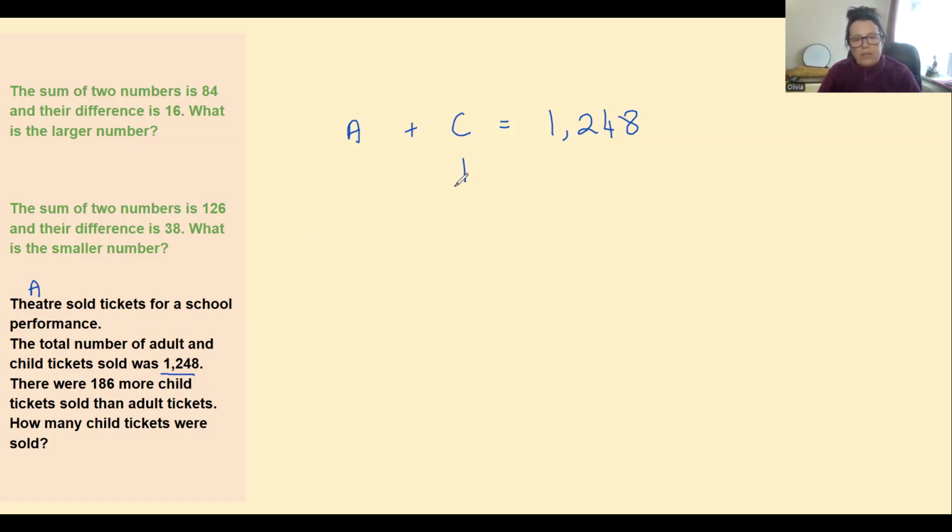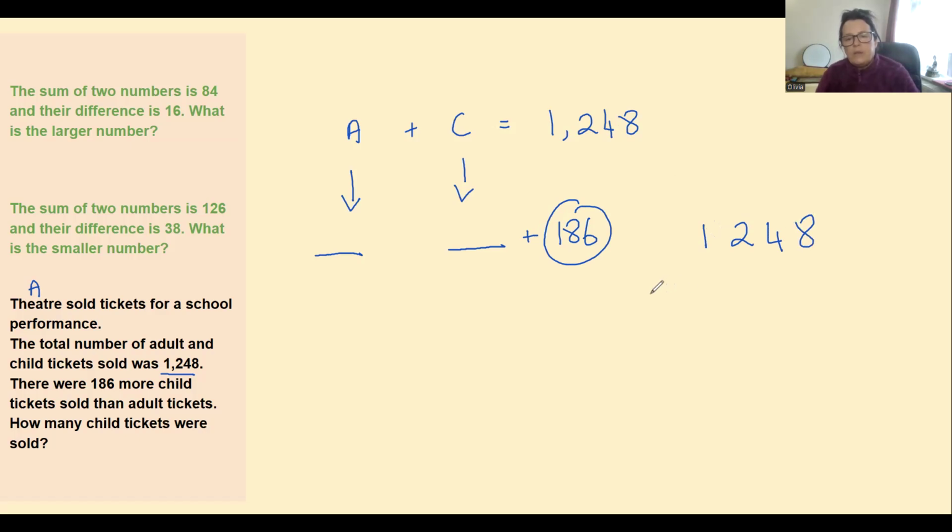There were 186 more child tickets sold than adult tickets. So we've got the adult tickets. We don't know what was sold, but what we do know is that the children's tickets sold 186 more than the adult tickets. So what we do here is we're going to take away the difference from 1,248.